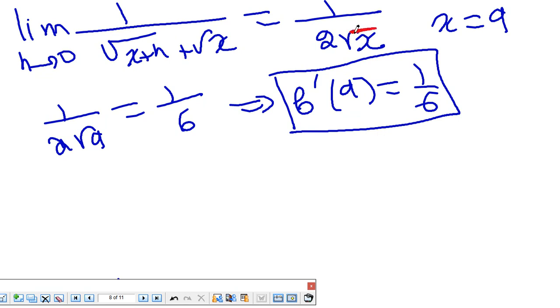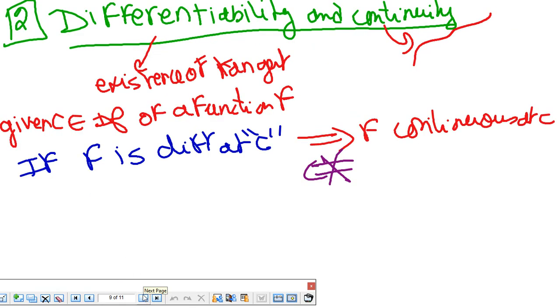They said they need to find the derivative at x equal to 9. So by what will I replace x now? By 9, and it will be 1 over 2 radical 9. Radical 9 is 3, so it's 1 over 6. What does it mean? The derivative f prime of 9 is equal to 1 over 6.